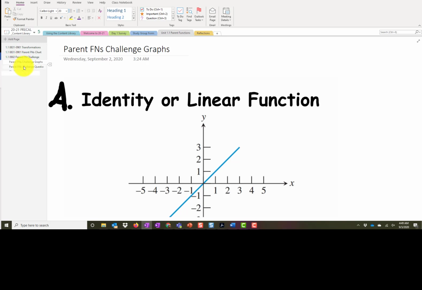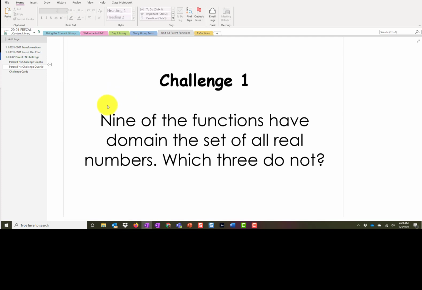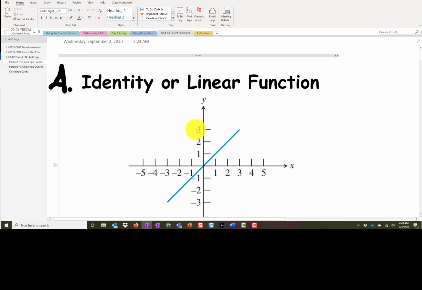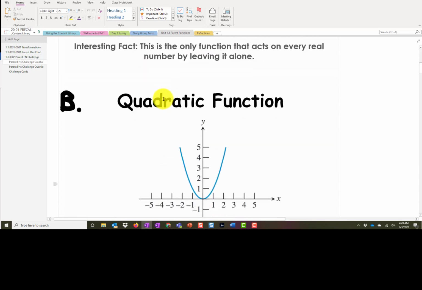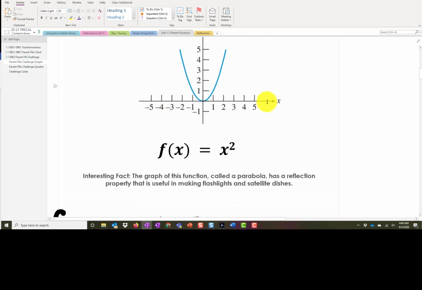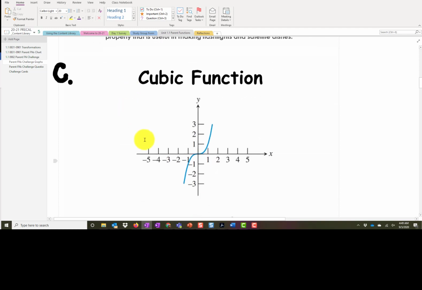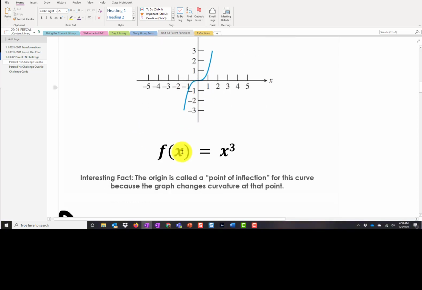So you go to the first question. It says 9 of the functions have domain, the set of all real numbers, which 3 do not. So then you go and look at the graphs and you find the 3 that do not have a domain of all real numbers. The first one does. The second one does. The domain is the x's and the y's, so this will continue left and right forever. The cubic, even though it looks very tall and skinny, it will have a domain of all real numbers.